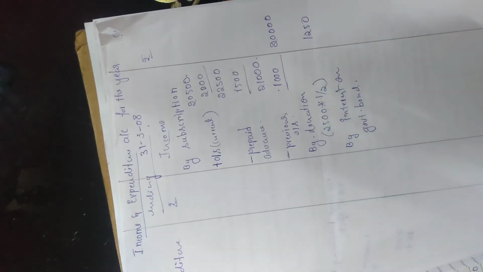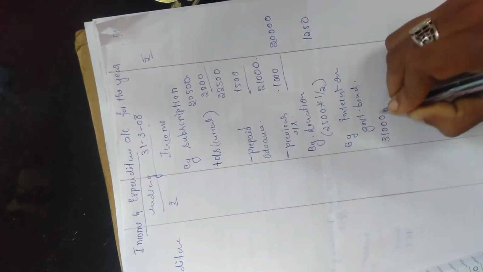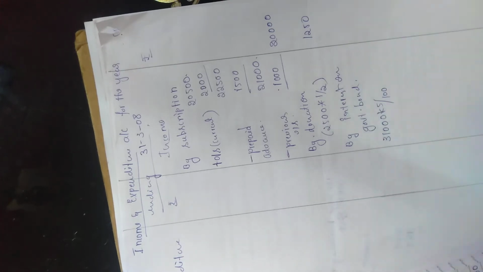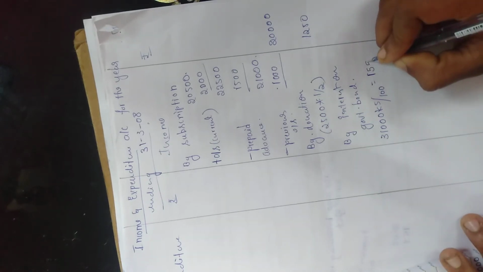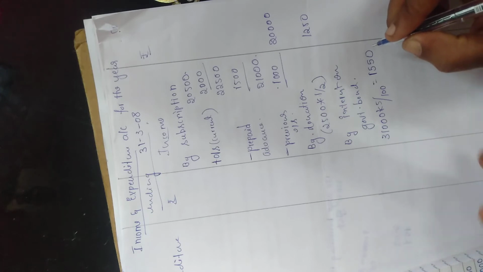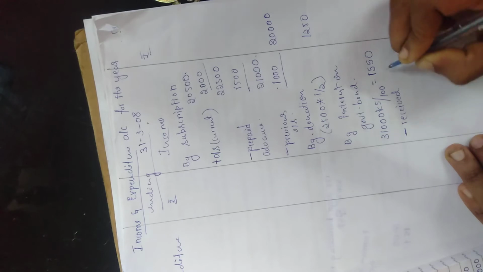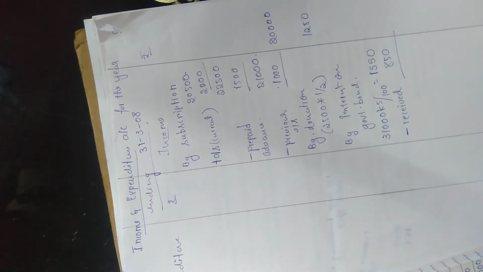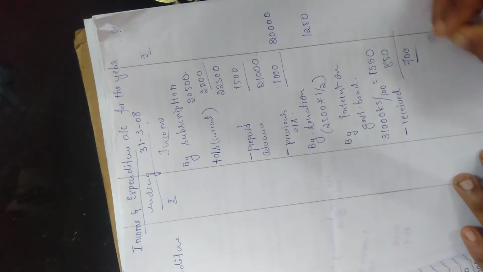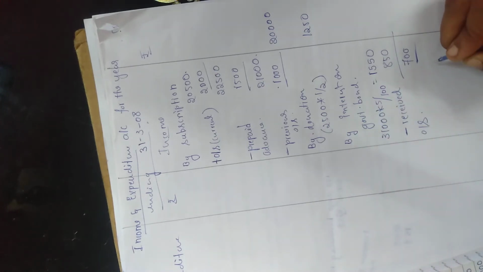Then they have said that they received interest on government bond. The amount of the government bond is 31,000, on which there is 5% interest. So 31,000 into 5% means the interest needs to be 1,550, but they have received 850, right? So deduct the received amount 850. So 700 is now outstanding.